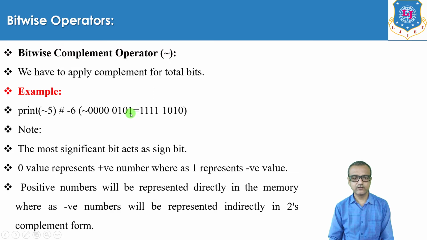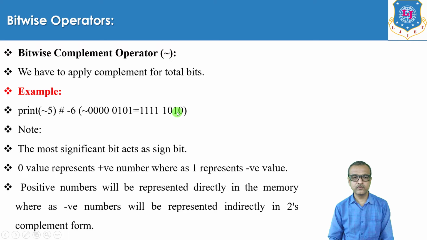You have to convert 1 to 0 and 0 to 1. See, this 1 will be converted to 0, this 0 will be converted to 1, and so on. Now as you can see, the leftmost bit is 1. So this is a negative number. To represent a negative number, we have to write down the number in 2's complement form.